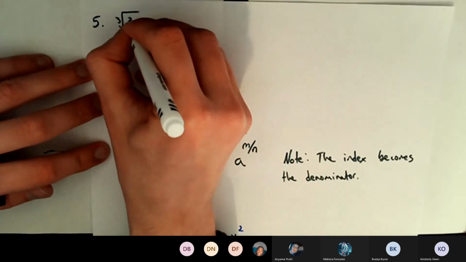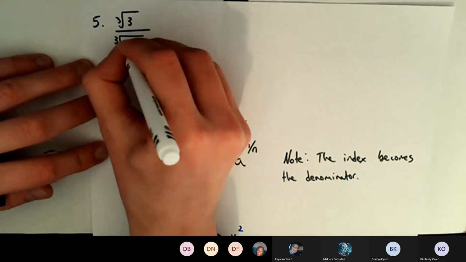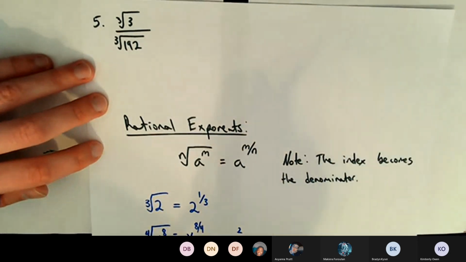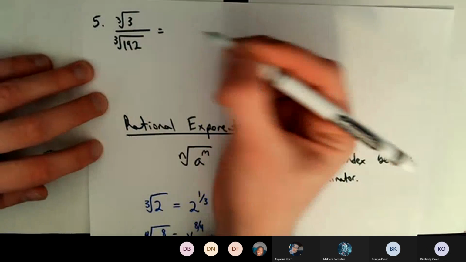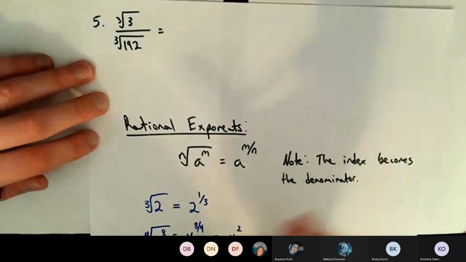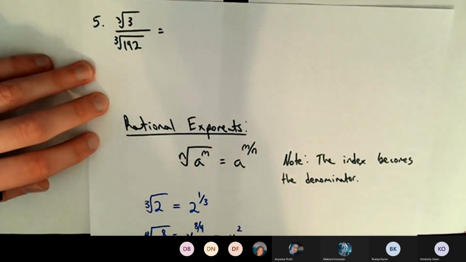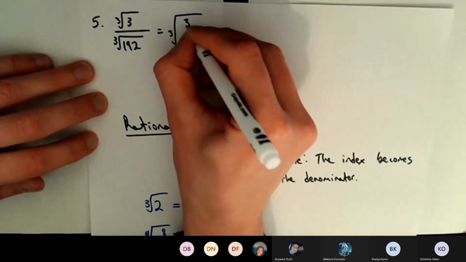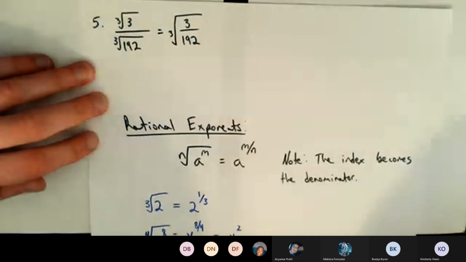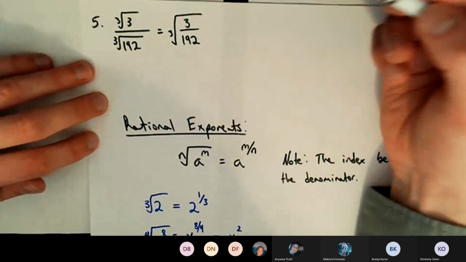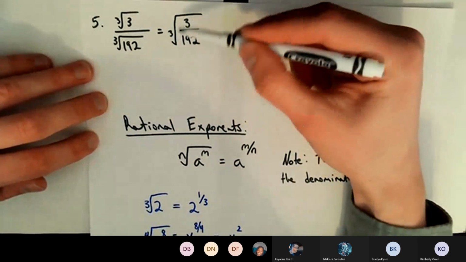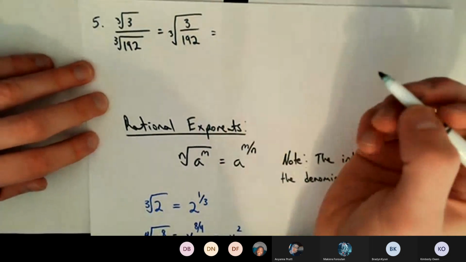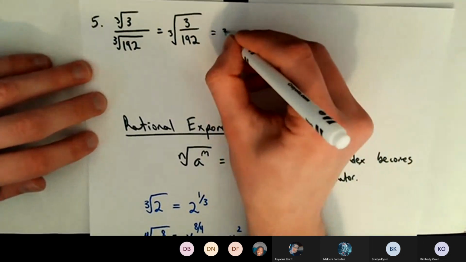The cube root of 3 over the cube root of 192. How can we deal with this? Well, property number 2 tells us that if you have 2 separate cube roots, you can put them together under one radical. Why would that be useful here? Well, because if I put them under the same radical, like this, then I can try and simplify, speaking of simplifying fractions, I can try and simplify this inside, which will make my problem much easier.